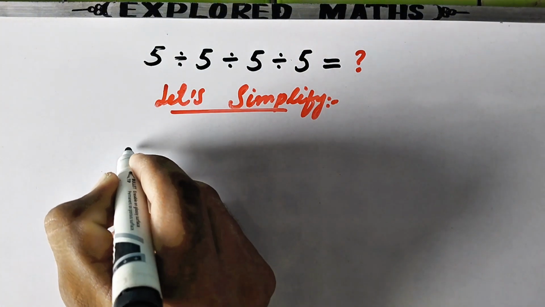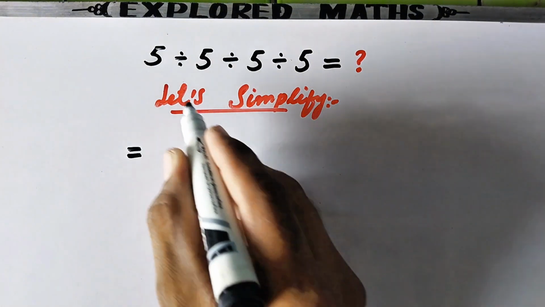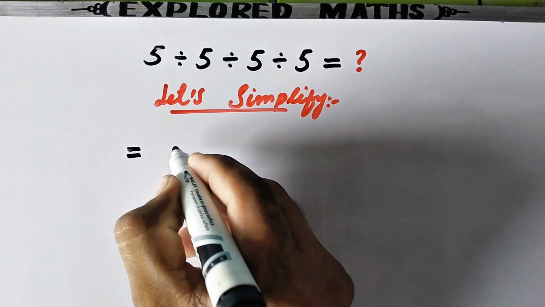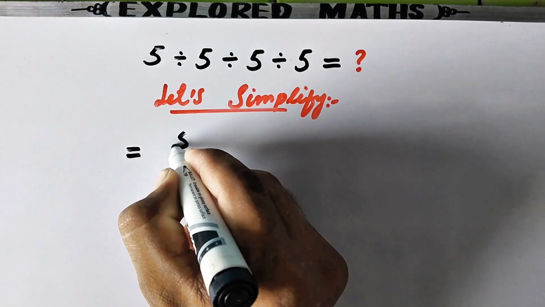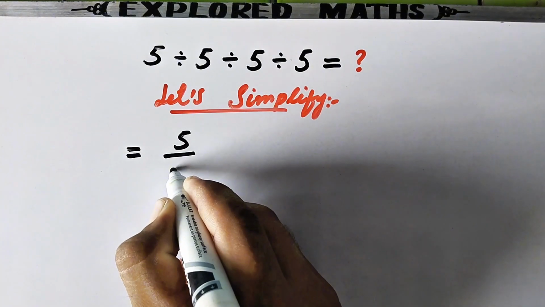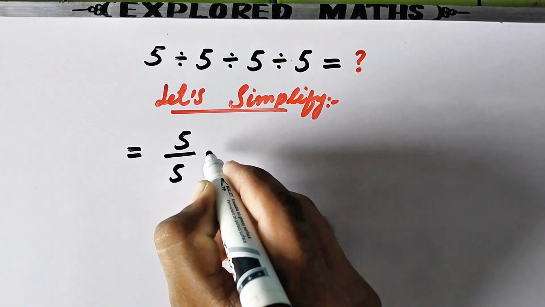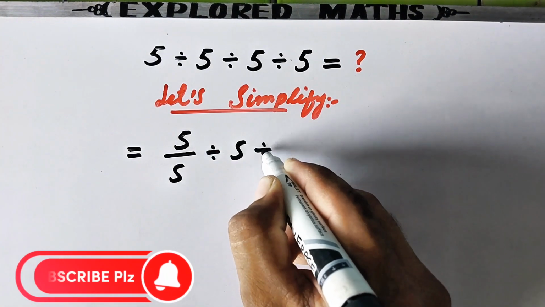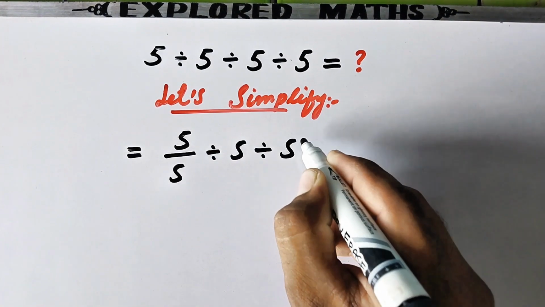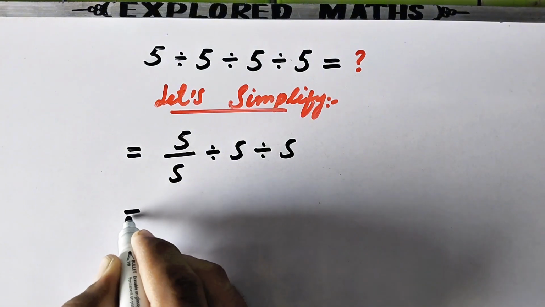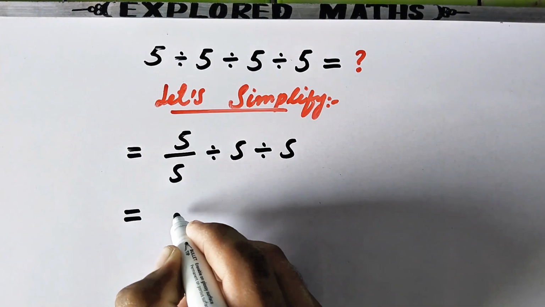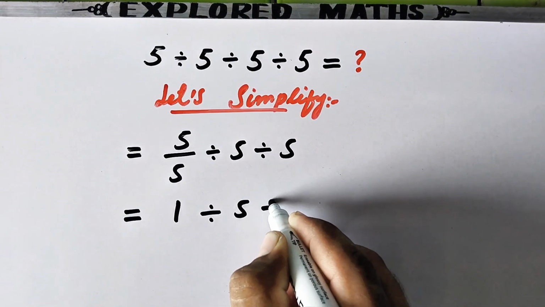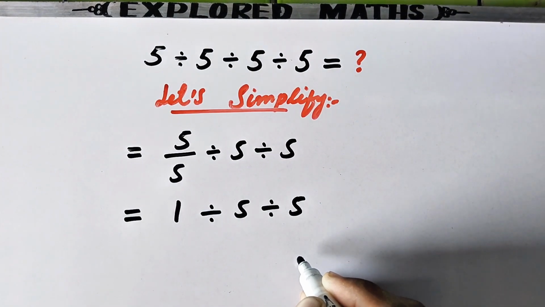So here in the first step we will write it equal to, this 5 is being divided by this 5. So this is the same as 5 over 5, divided by this 5 and divided by this 5. Now 5 over 5 is the same as 1 divided by 5 divided by 5.